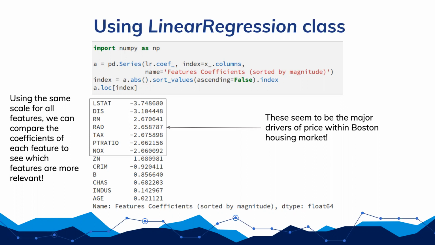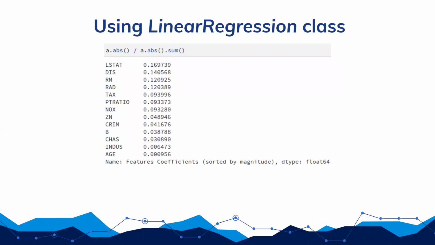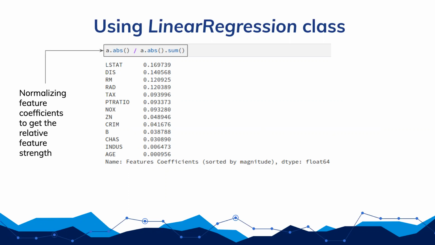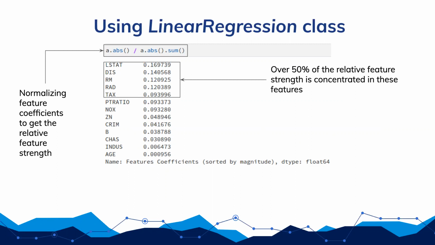When we use this same scale, just looking at the coefficients we are much more able to understand which feature will be more relevant to this model. If you also want to normalize the coefficients from 0 to 1, you can use this expression, and you can see that the top 5 features have over 50% of the feature strength. If you sum them all to 1, you have your 100%. So these are the ones you should probably focus on.